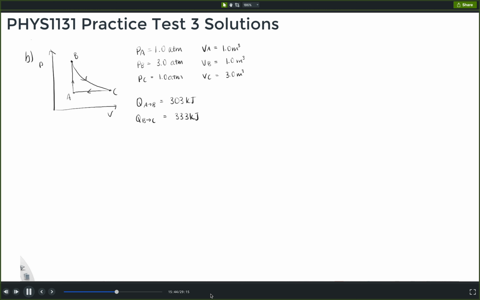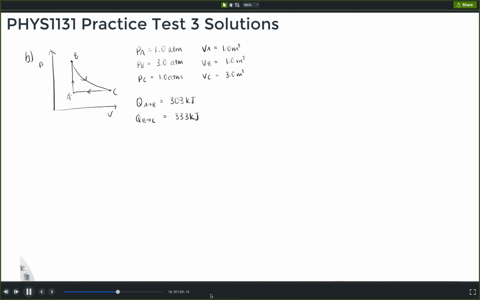Okay, so part B is a PV, or pressure volume, diagram question. So here we have a cyclic process going from A to B to C back to A. And we've been told in the question that the process A to B is isovolumetric, which means that the volume doesn't change, and 303 kilojoules of heat enters the system. The process B to C is isothermal, which means that the temperature doesn't change, and 333 kilojoules of heat enters the system. And process C to A is isobaric, which means it occurs at constant pressure.